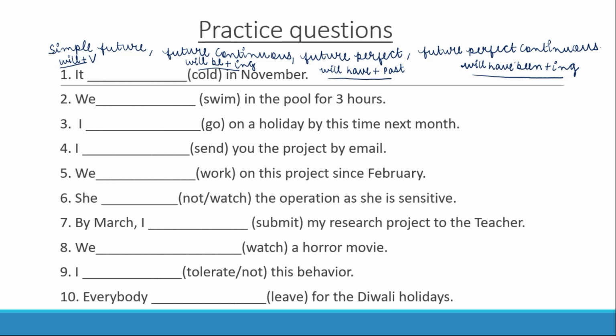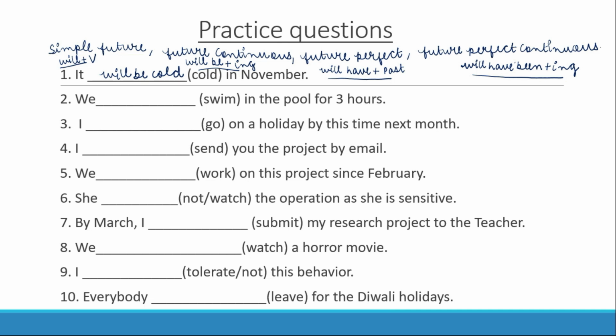So let's go to the first question. It's dash in November. Okay, and it is written cold. So आप एक prediction कर रहे हो. So if it's a prediction, you remember it is simple future. So it will be cold. Okay, that is clear. Let's go to the next one.